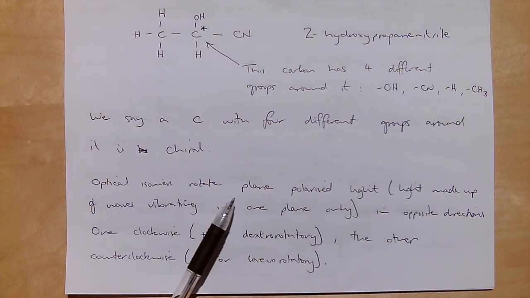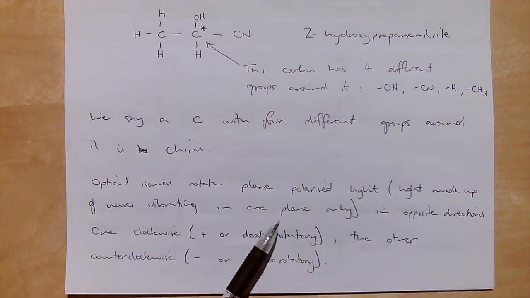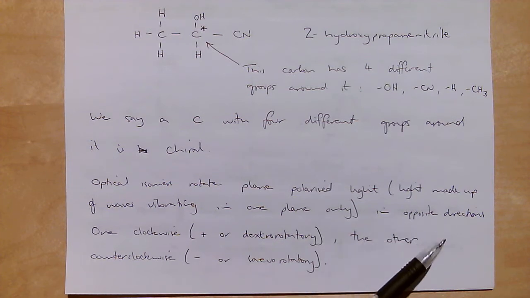Let's just check through this again, so we make sure we understand what's going on. Optical isomers rotate plane polarized light made up of waves vibrating in one plane only, in opposite directions. One will rotate the plane polarized light clockwise, sometimes shown as a plus, or dextro-rotatory. The other will rotate it counterclockwise, which is known as minus, or laevo-rotatory. So one will rotate plane polarized light to the right, dextro-rotatory, and one to the left, which is laevo-rotatory.